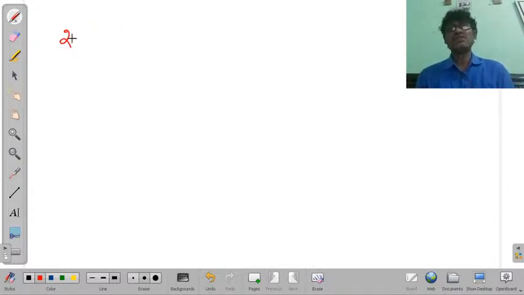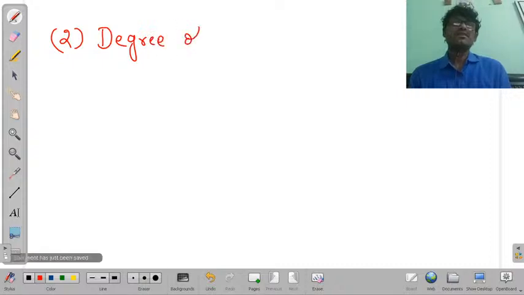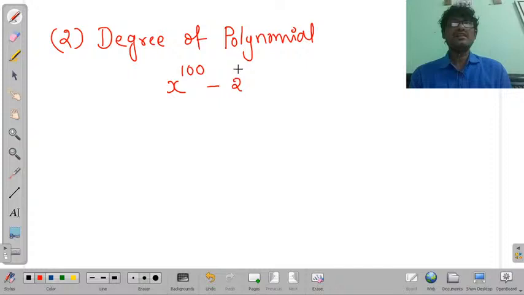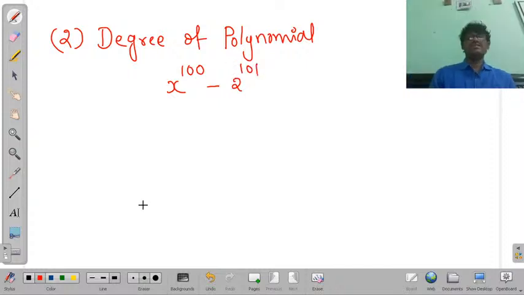So next one, second one. What is the degree of the polynomial? You see here, x power 100 minus 2 power 101. What is the degree of the polynomial x power 100 minus 2 power 101? What is the degree of this polynomial? You say.